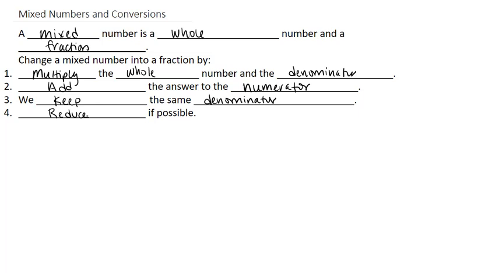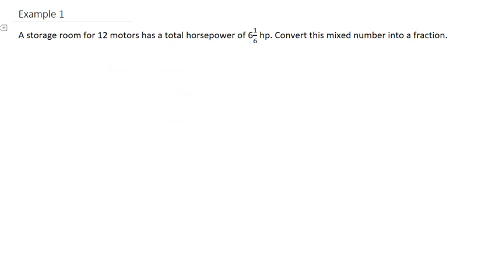Let's look at our first example. Example 1. A storage room for 12 motors has a total horsepower of 6 1/6 horsepower. Convert this mixed number into a fraction. So our first step is to multiply the whole number times our denominator. So 6 times 6, so step 1, 6 times 6 is 36.